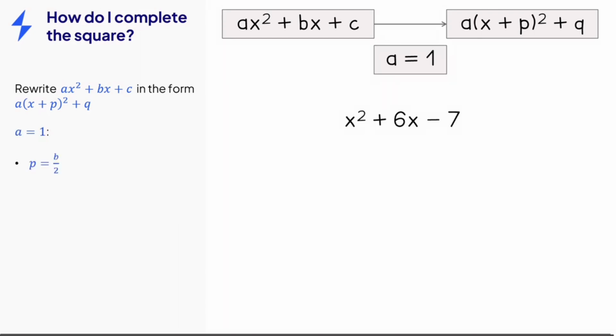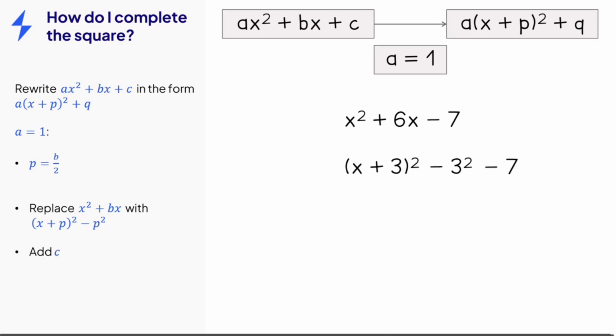We would halve the coefficient in front of x to get 3. We will then write x plus 3 squared, and then we'd also take away 3 squared. And the reason we take away the 3 squared is so that if we would simplify that expression, we would be left with x squared plus 6x. So all we need to do is just add the constant on at the end, so minus the 7, and then simplify to get our final answer.